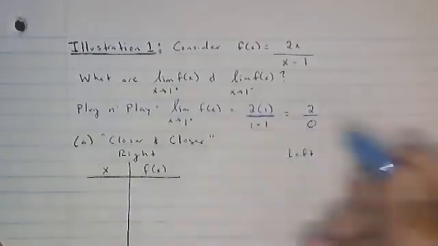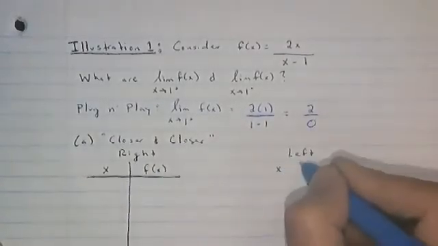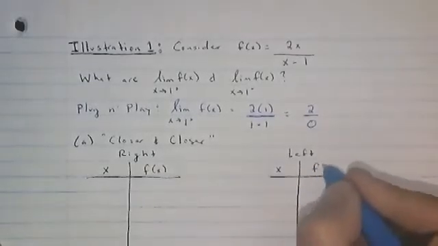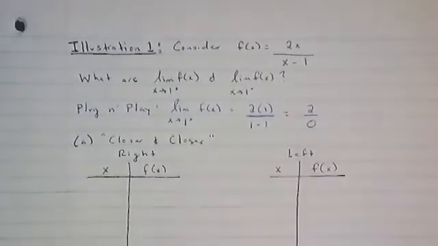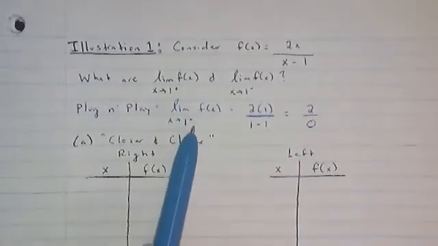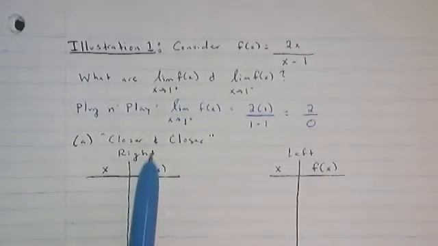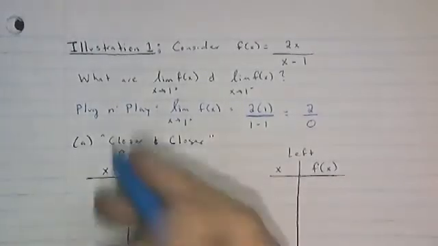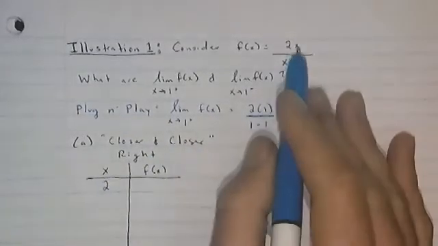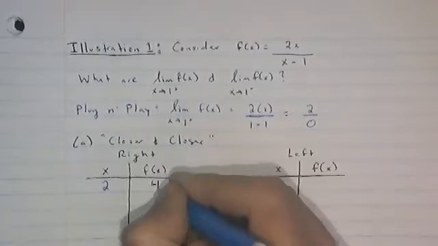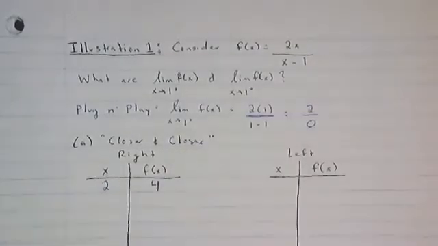So we're approaching 1 from the right. What's something that's bigger than 1, but kind of close to it? 2. Sure. Plug in a 2 there. 2 times 2 is 4, divided by 2 minus 1, that's 4. All right, cool. That's still not very close to 1.